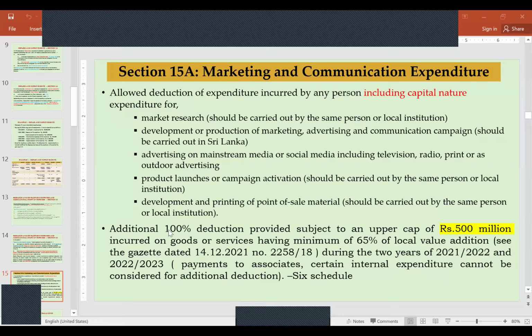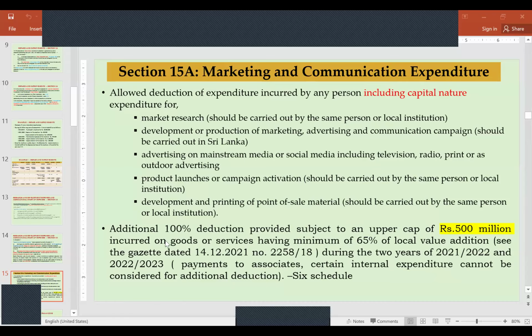But for the deduction of this 100%, there was a very important criterion, that is there should be 65% local value addition. If that product had a 65% local value addition, then only this additional deduction could be claimed, with an upper cap of 500 million. For the calculation of 65% local value addition, we issued a Gazette notification. In that Gazette notification, it explained how to calculate 65% local value addition. I have mentioned the Gazette notification here. If you want to know this calculation, you can refer to this, but for your year of assessment this is not applicable.